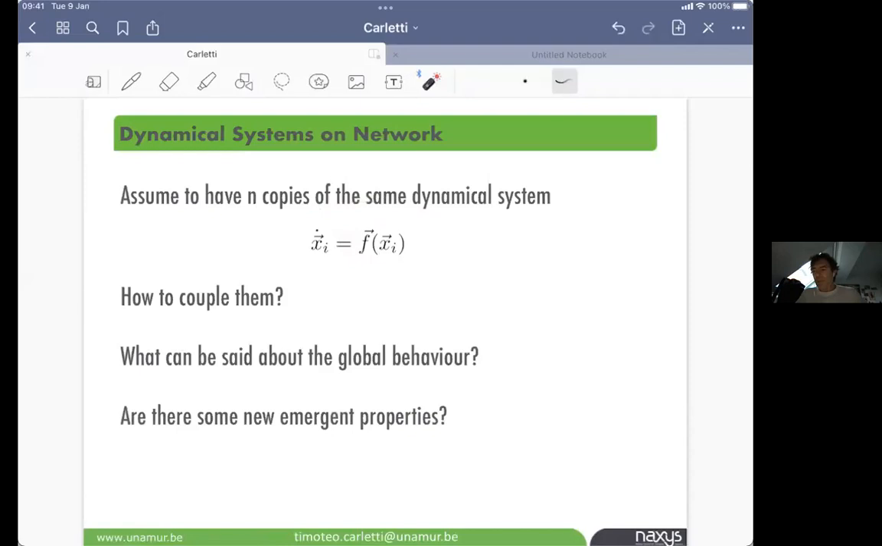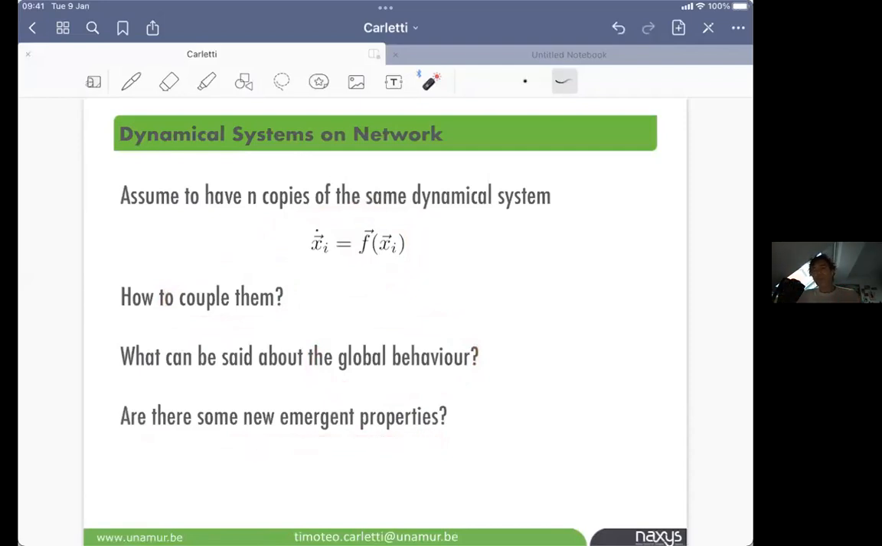Okay. So there are three main questions. The first one is how to couple these dynamical systems, these copies, these neurons. What can you say about the global behavior of the system once you have chosen a kind of coupling? And then, which is I think the most interesting part, are there some new properties that do not exist in the isolated system, but emerge or are created once you have this system as a whole?